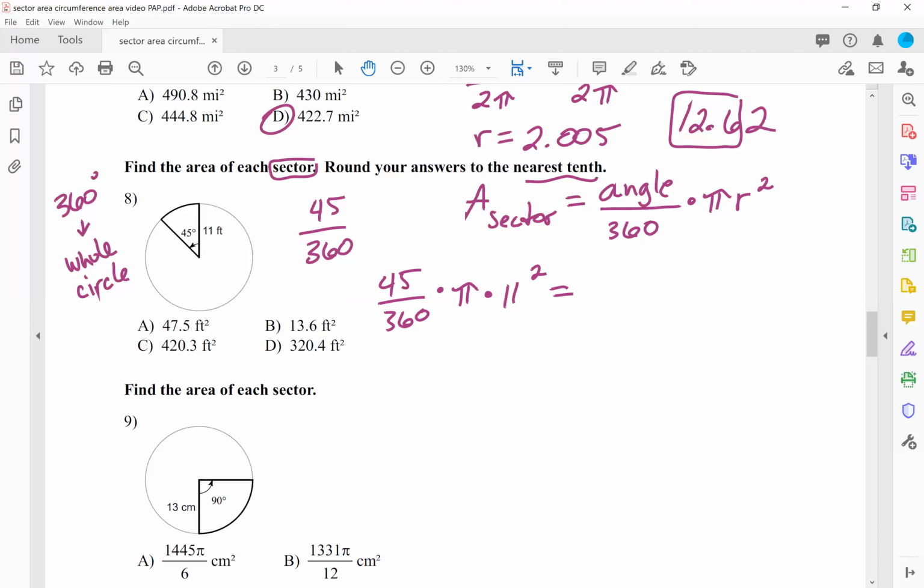So I'm doing this on my phone calculator. I do 45 divided by 360, and I press enter. And I don't do anything with that decimal. I don't take any places off of it, nothing. Just leave it as is. And then do times pi, and then times 11 squared. Then I press enter, and I get 47.51. I went to the nearest tenth, so here I look at the 1, it doesn't make the 5 go anywhere, so it's 47.5 feet squared.